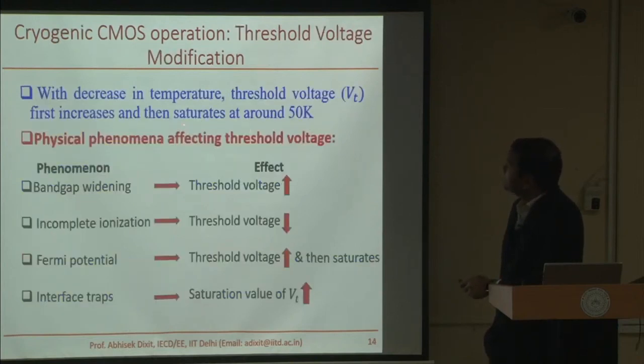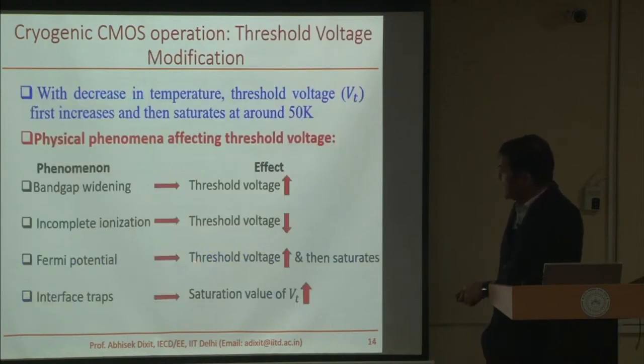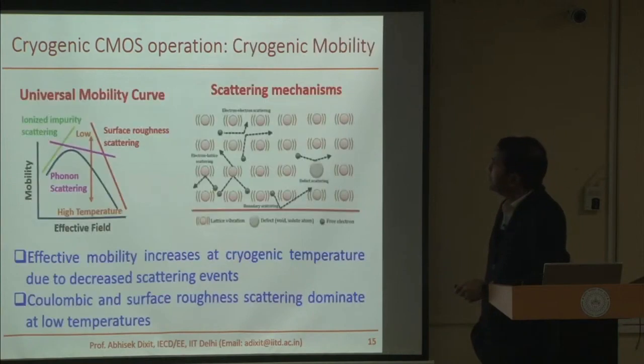We have looked at, for instance, threshold voltage modification, and there are various competing phenomena, like band gap widening, incomplete ionization, Fermi potential, then interface traps. So all of these are giving different kinds of effects on the threshold voltage, and you really have to see for a particular device which way it is going, which effect is dominating, which is again a function of lots of things, right? But overall, you would see that the threshold voltage will saturate at some point, right? It will not be a monotonic increase or decrease. That saturation effect is very important.